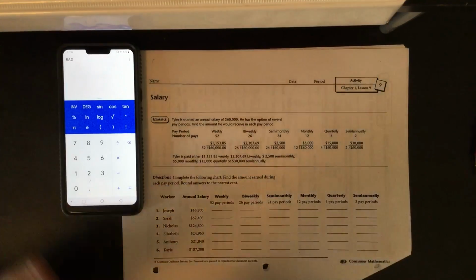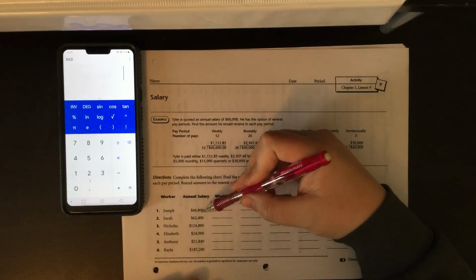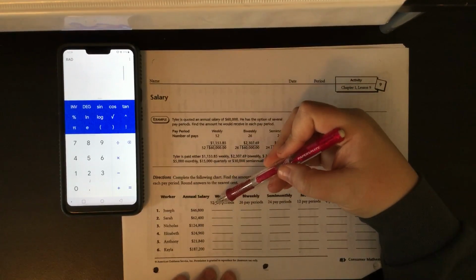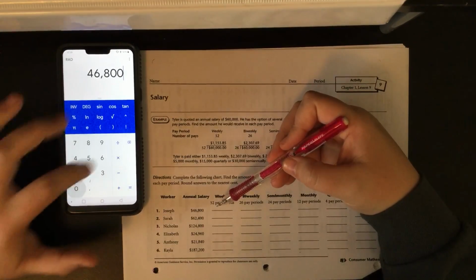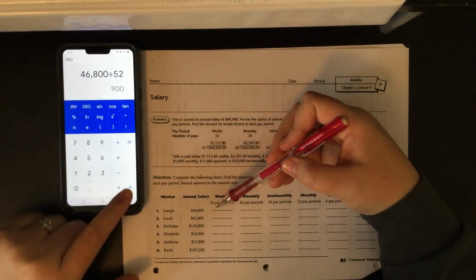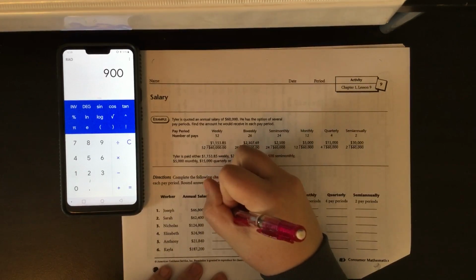All right, these next ones are going to go pretty quick because they are simple adding, subtracting, multiplying, or dividing. So we want to know if we're making an annual salary, what our pay is going to be depending on how often we do get paid. So for our first problem, we get paid $46,800, and we're going to divide that by the 52 pay periods. So 46,800 divided by 52 pay periods, we're going to get $900 each check.